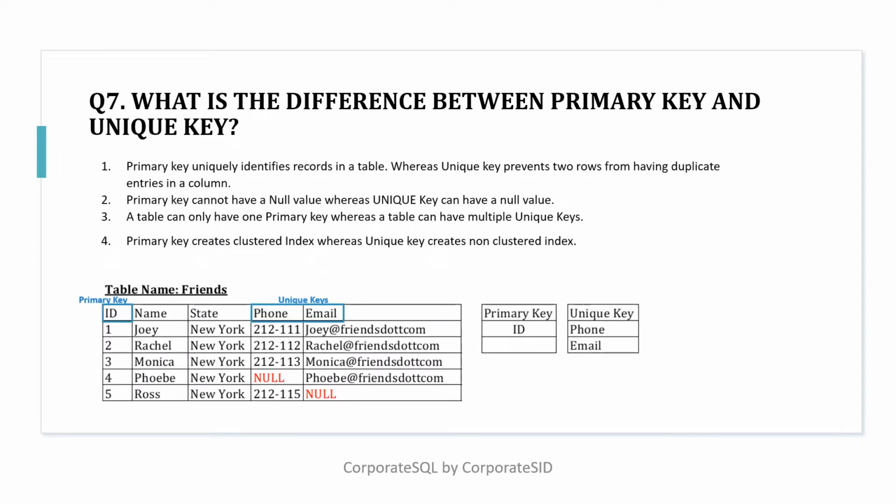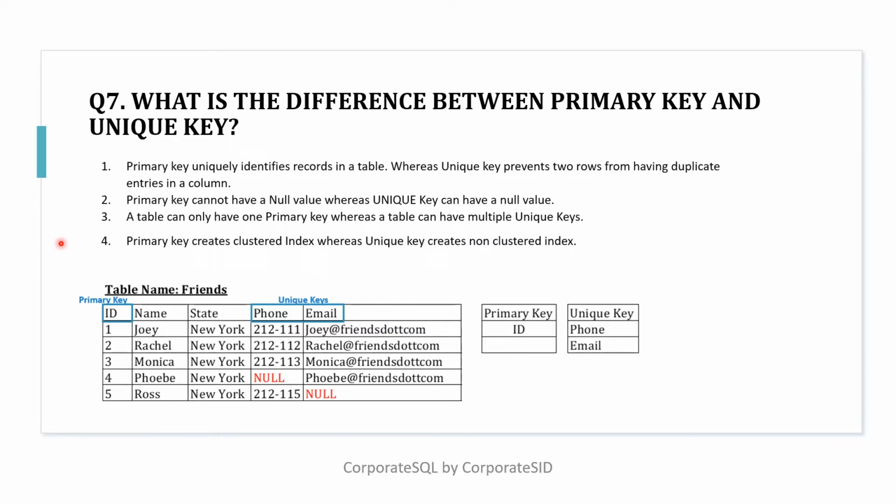What is the difference between primary key and unique key? Primary key in a table uniquely identifies records, whereas unique key prevents two rows from having duplicate entries in a column. Primary key cannot have a null value, whereas unique key can have a null value. A table can only have one primary key, whereas a table can have multiple unique keys. In this case, I have phone as unique key and email column as unique key.